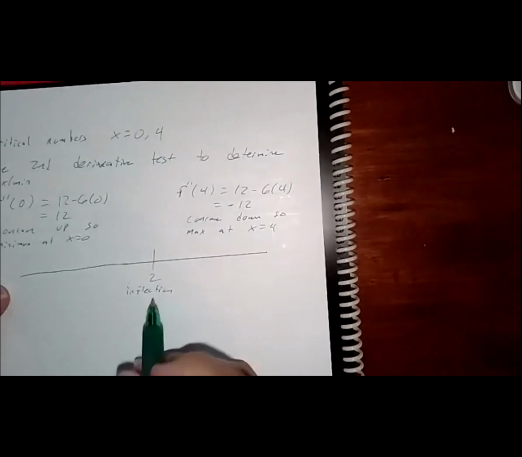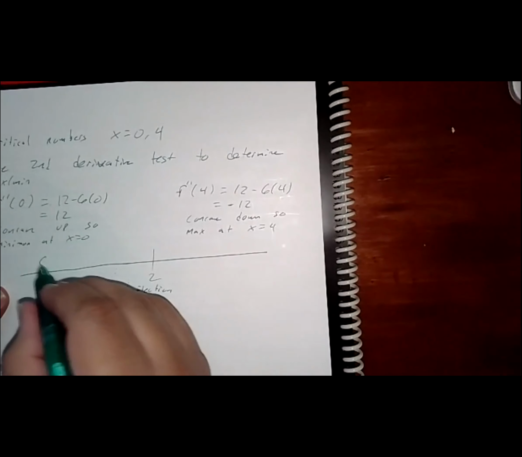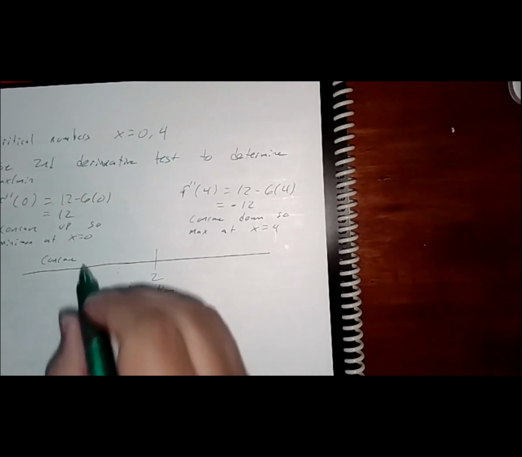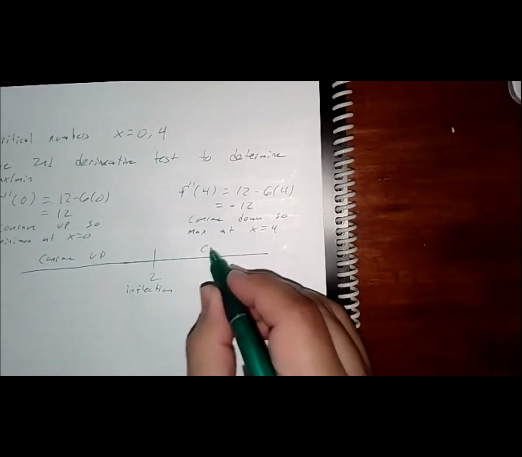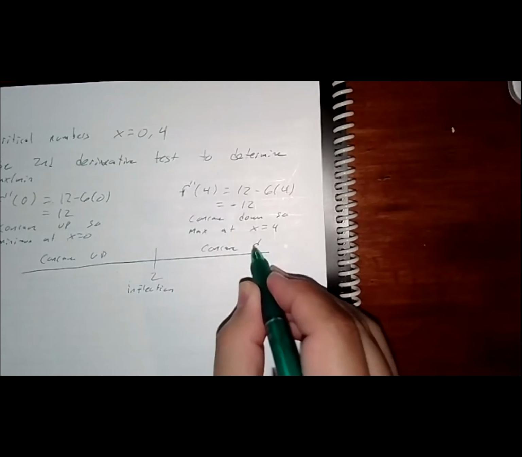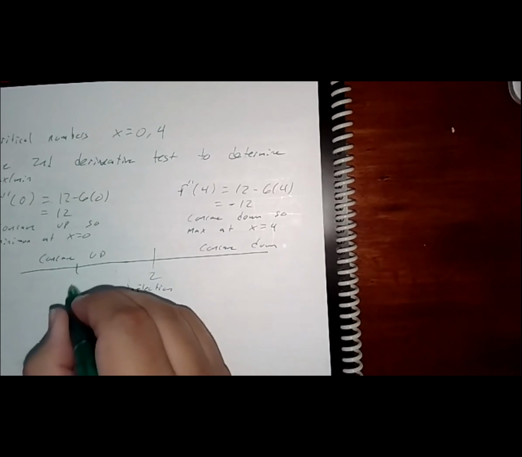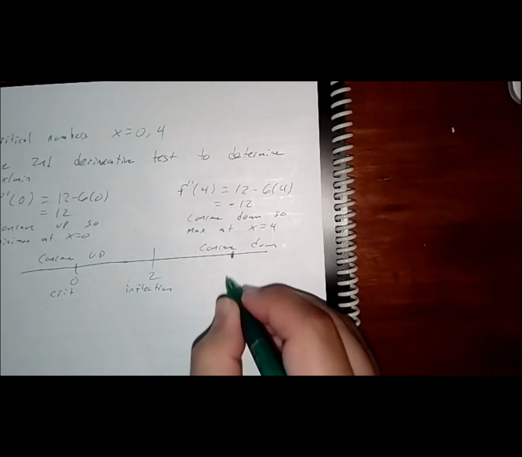So before that, we were concave up, and then concave down. And then we had criticals at 0 and 4.